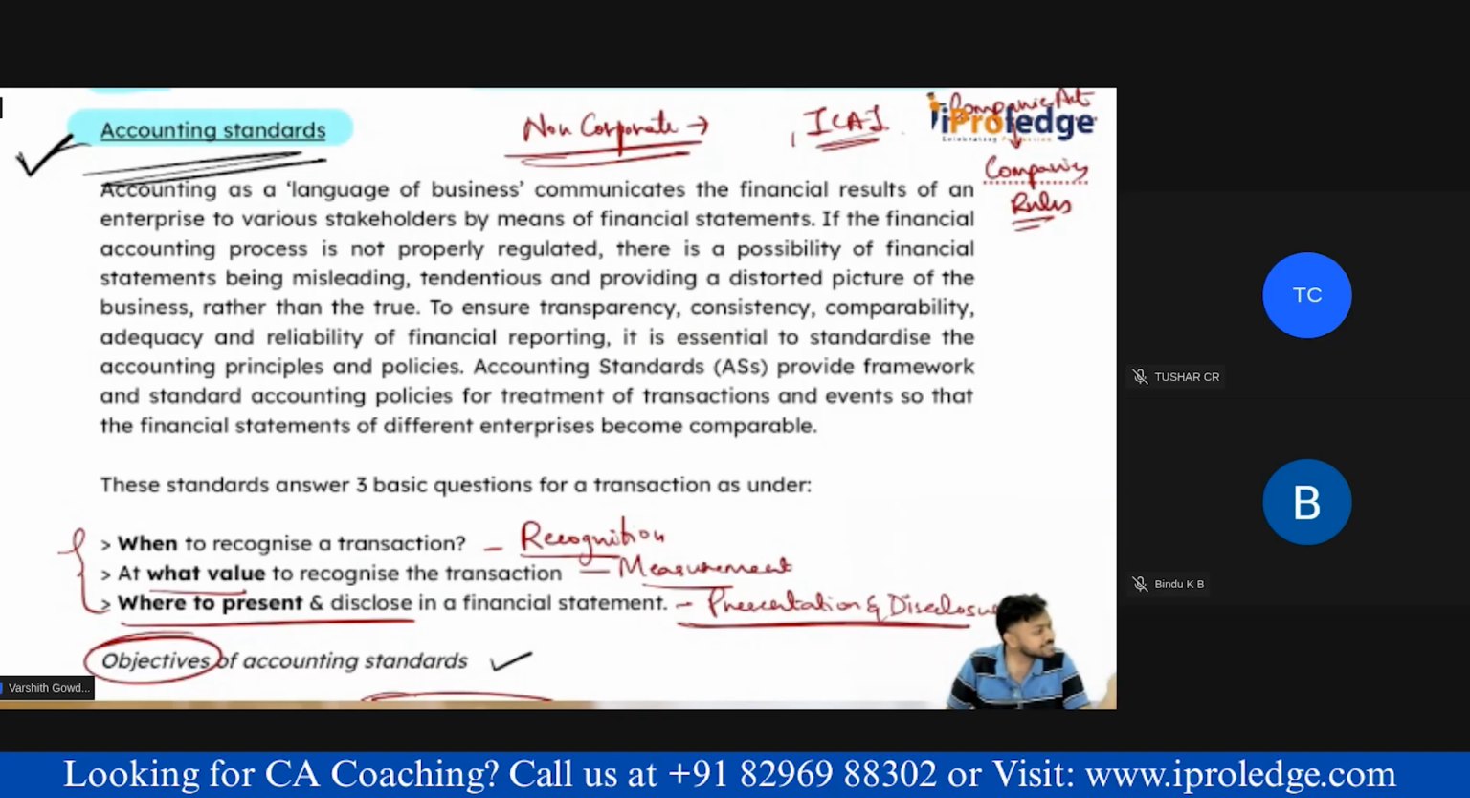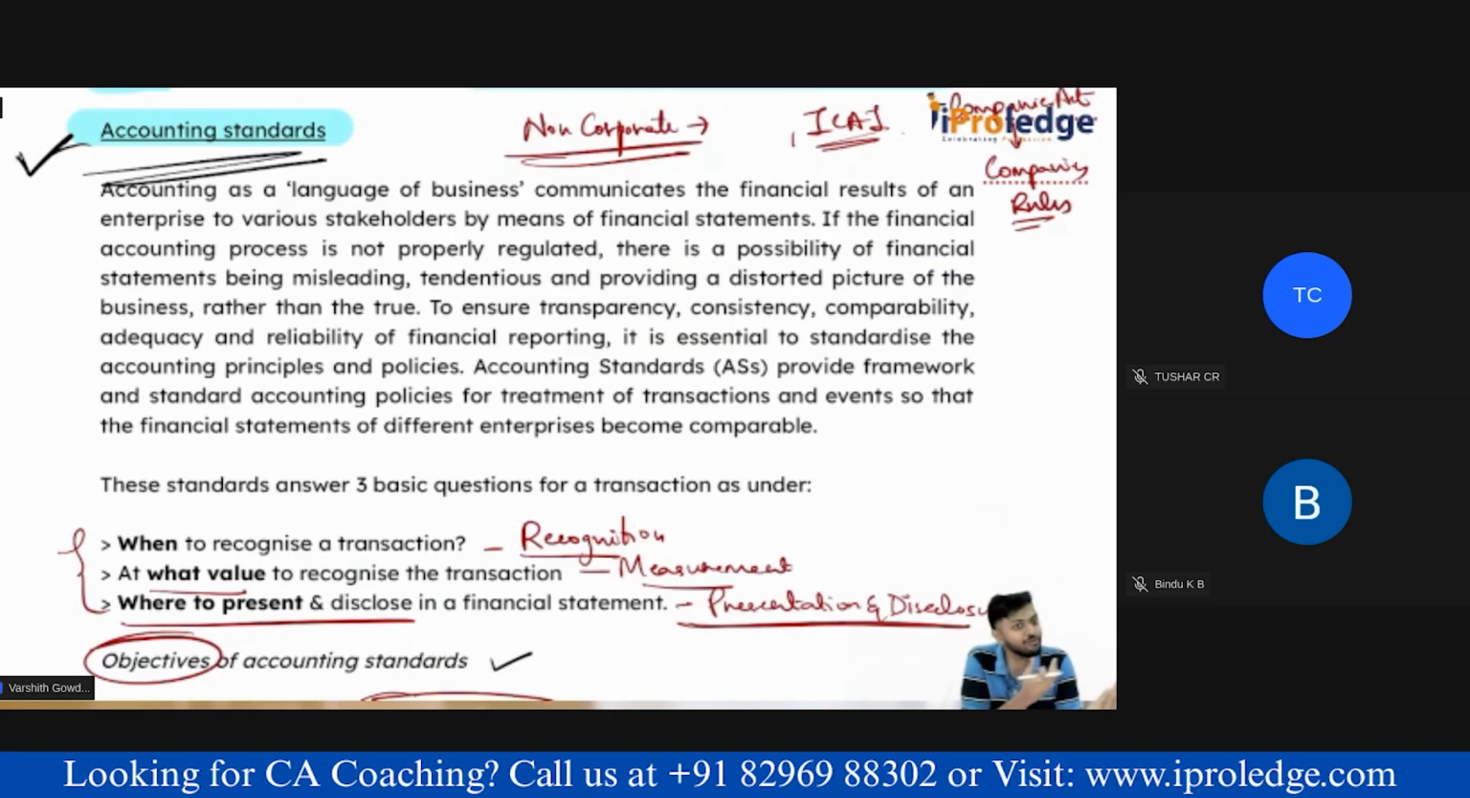How will the investor compare? Because one of the features of financial statements is comparability. You'll compare with previous periods, you'll compare with other entities' financials. Why? Because you're investing, you're comparing. When you're comparing, don't you think all of them should have followed same standards for accounting?